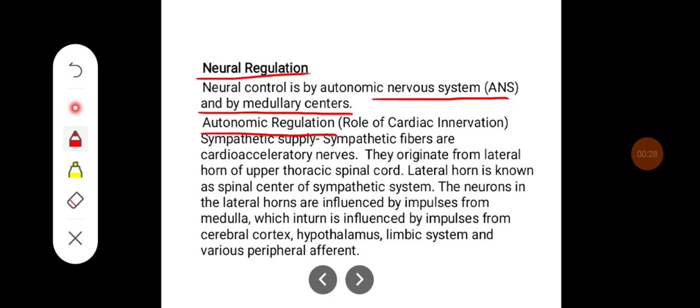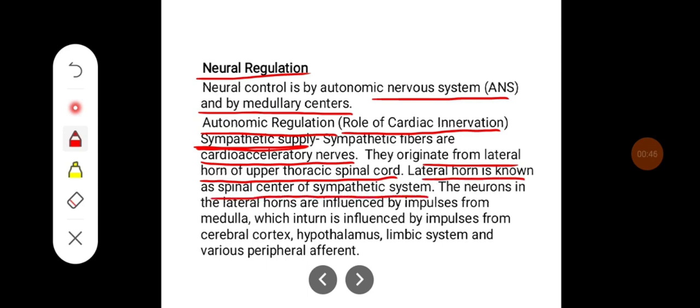Autonomic regulation, that is the role of cardiac innervation. The role of sympathetic supply. Sympathetic fibers are cardioaccelerator nerves. They originate from the lateral horn of the upper thoracic spinal cord. The lateral horn is known as the spinal center of the sympathetic system.